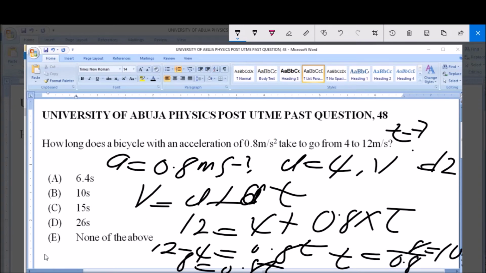Now time is measured in seconds, hence our T, which is time, is 10 seconds. And that's the same thing as option B, 10 seconds. So it takes 10 seconds for a bicycle to accelerate at the rate of 0.8 meter per second squared from 4 meter per second to 12 meter per second.